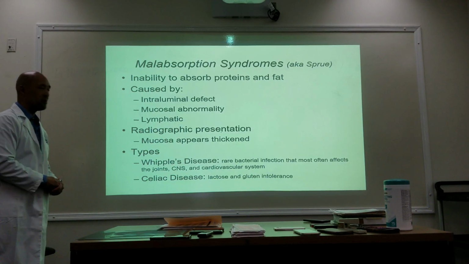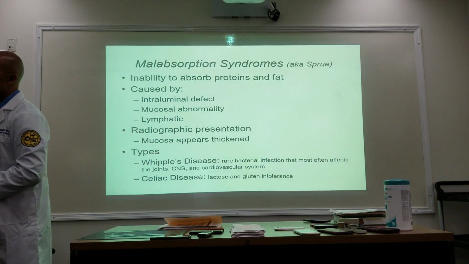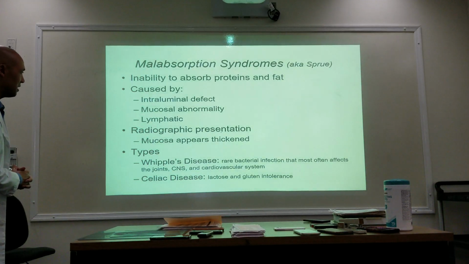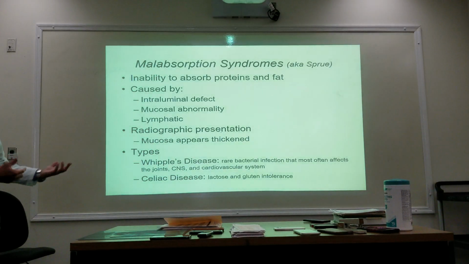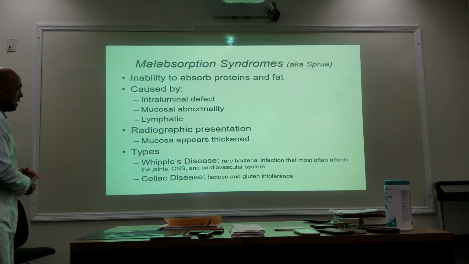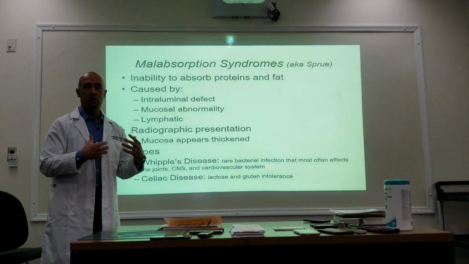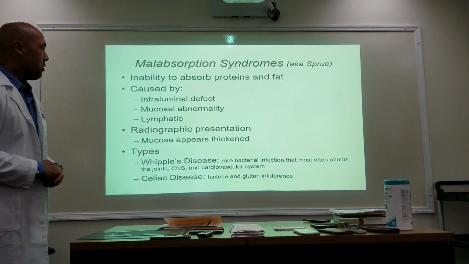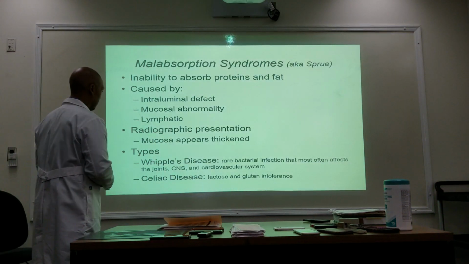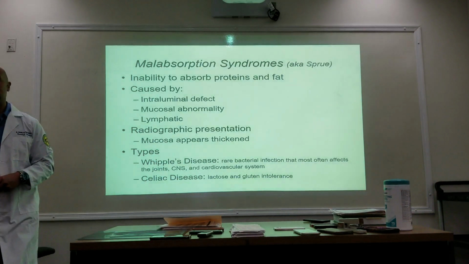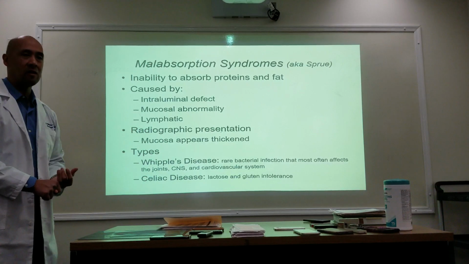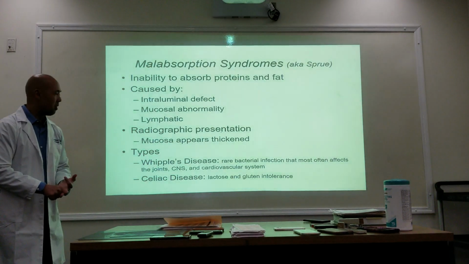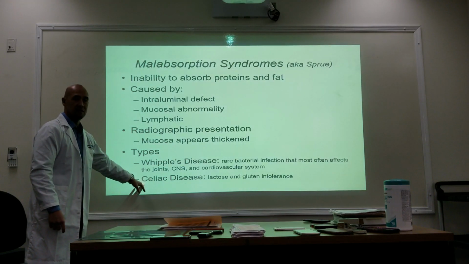The first one here is Whipple's disease. It's a rare bacterial infection that often affects not just the digestive system but is systemic. It also infects your central nervous system, your cardiovascular system, and your joints, so it's systemic. The other one here is celiac disease. You've heard of those who are lactose intolerant, gluten intolerant, or sugar intolerant. Those are all different forms of celiac disease.